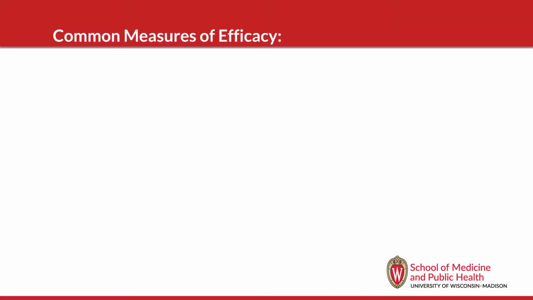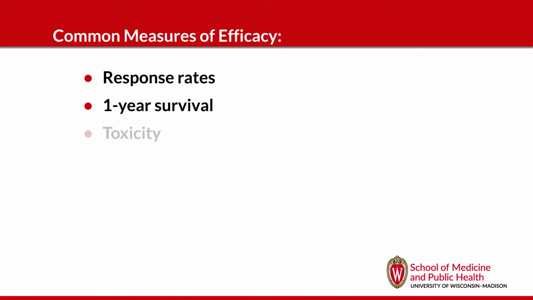You can use any measure, or more than one, which is relevant to the decision at hand. For example, some common measures are response rates, 1-year survival, or toxicity. For Mr. Olodin, you could use two: disease control rate and overall survival.